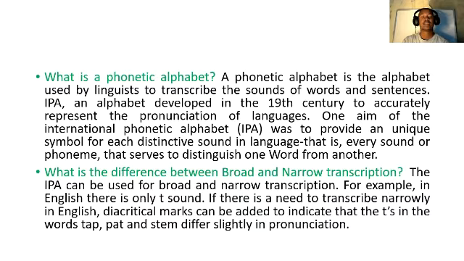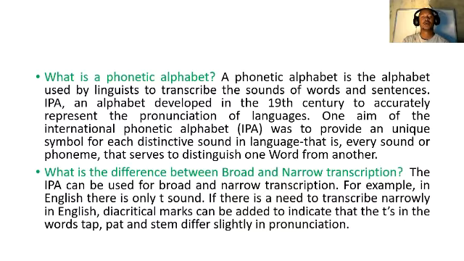IPA is an alphabet developed in the 19th century to accurately represent the pronunciation of languages. One aim of the International Phonetic Alphabet, IPA, was to provide a unique symbol for each distinctive sound in a language. That is, every sound or phoneme that serves to distinguish one word from another.